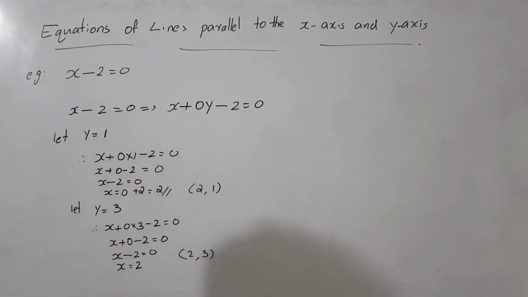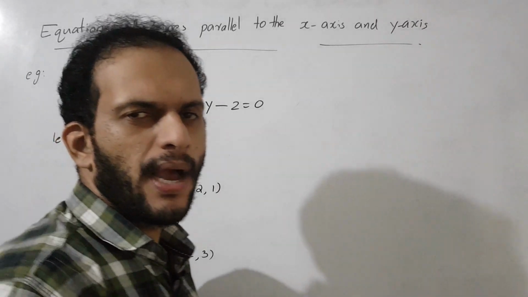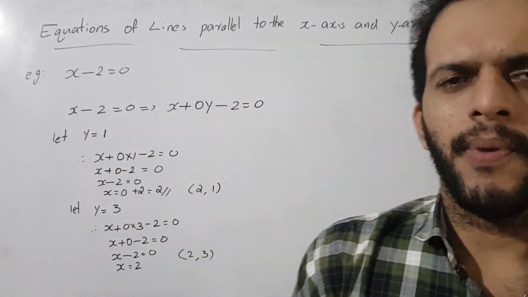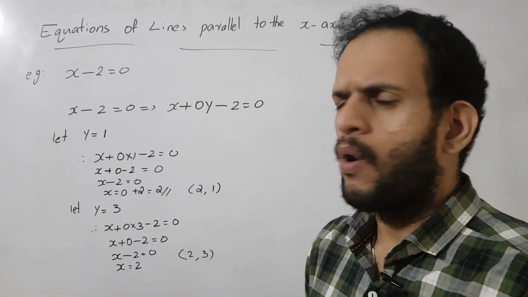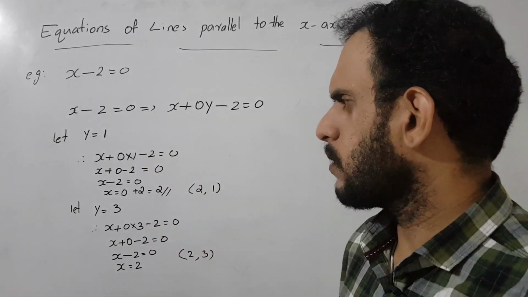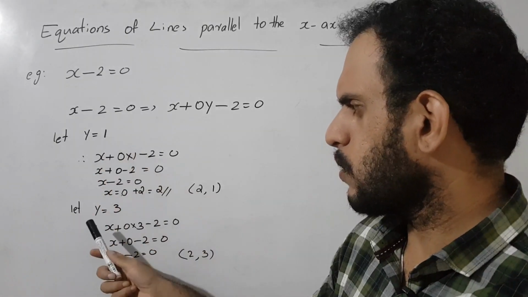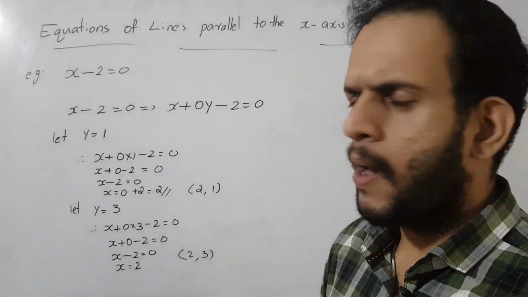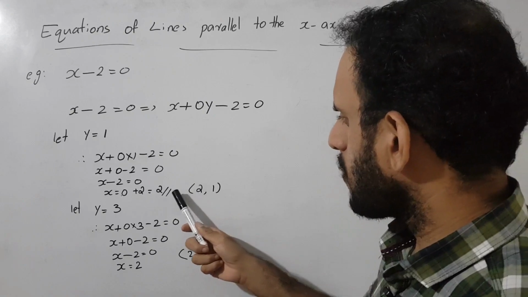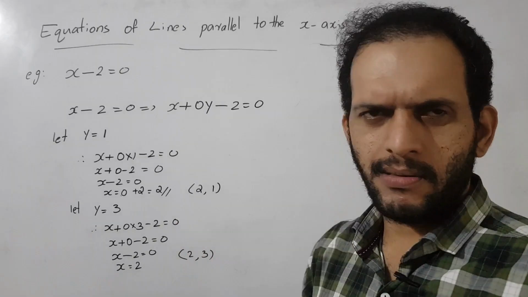Here we found two solutions. It is possible to find many solutions, correct? But what do we see in these two solutions? We chose different values for y, but the x value is the same. We got it in all the cases.